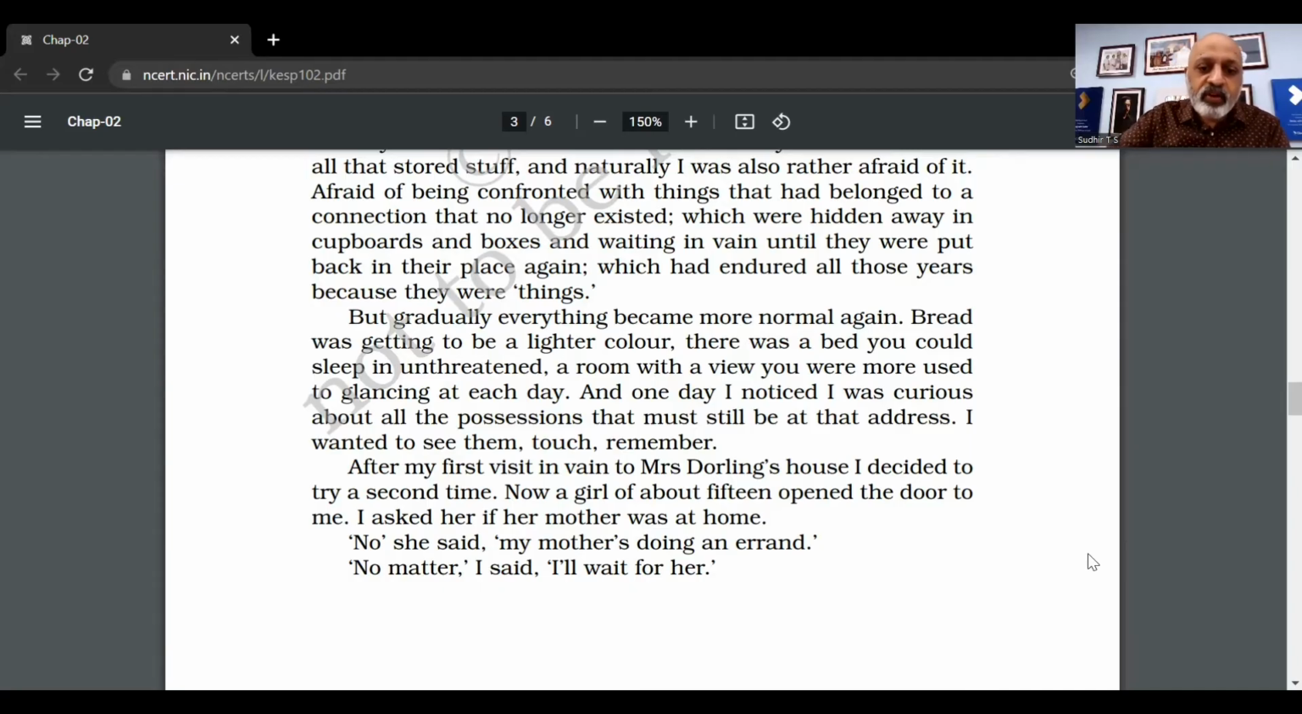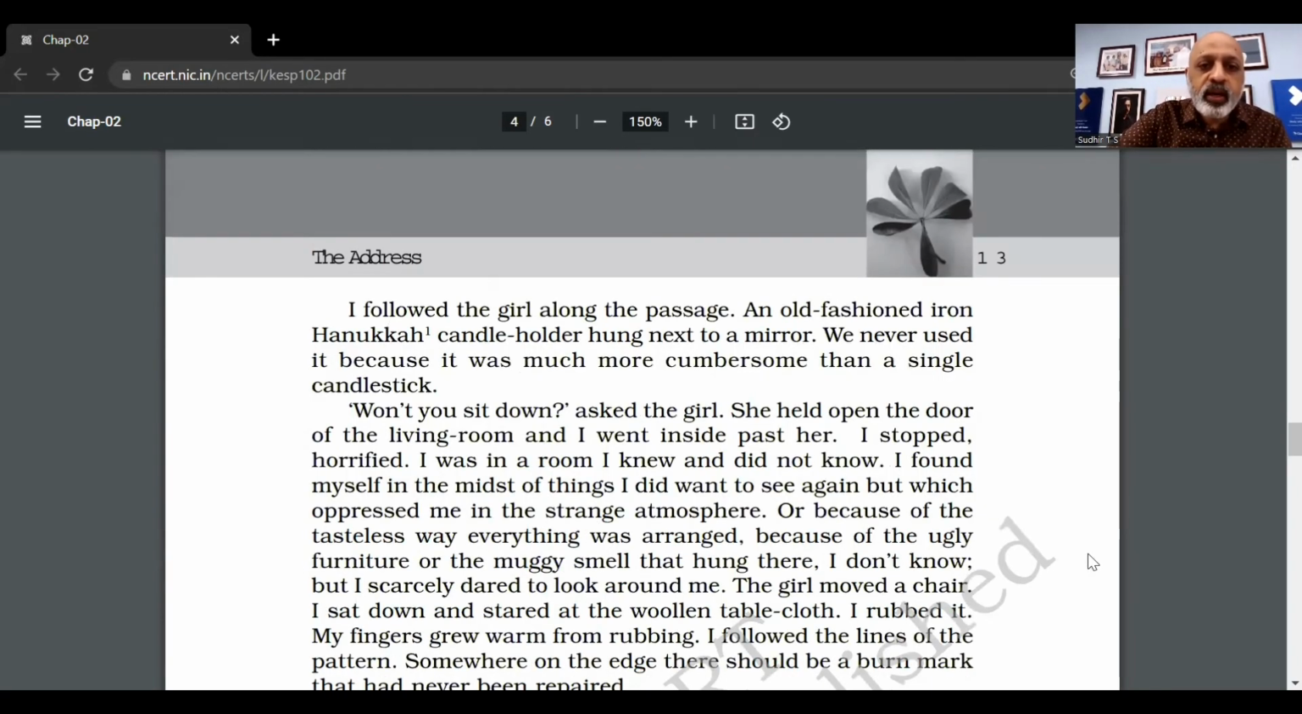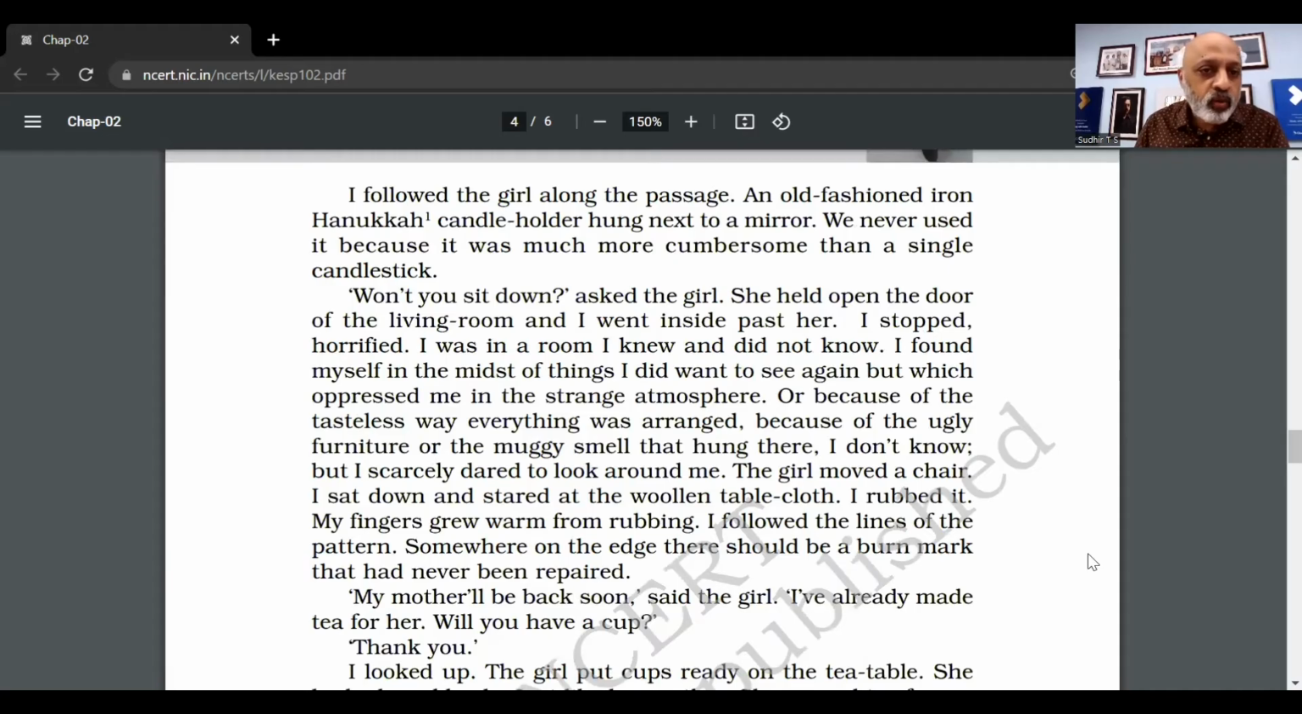"No matter," I said, "I will wait for her." I followed the girl along the passage. An old-fashioned iron Hanukkah candle holder hung next to a mirror. We never used it because it was much more cumbersome than a single candlestick. So candle holder is where lots of candles can be put. It is used in the Hebrew festival in December, the Feast of Lights.